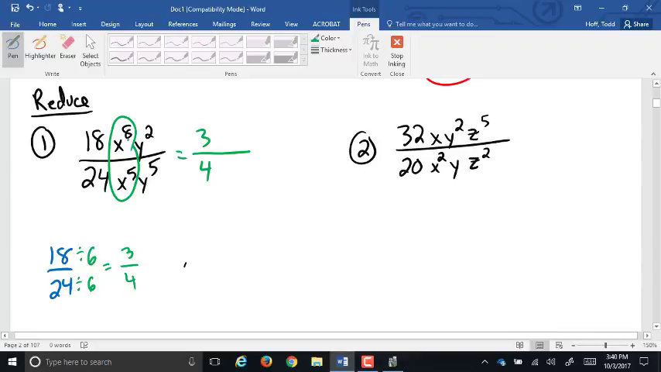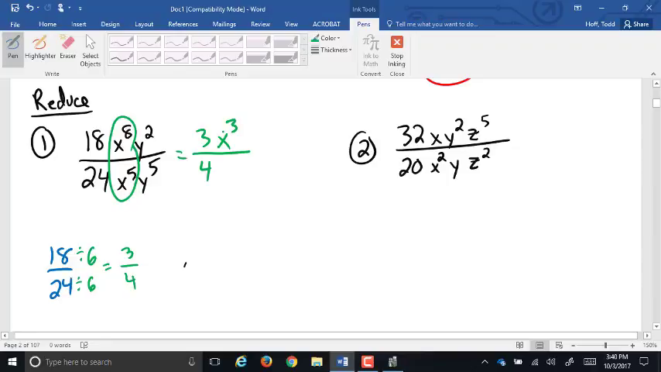Numerator, because we have x to the 8th and x to the 5th. 8 is bigger than 5, so it's going to end up in the numerator. What power is it going to have? 3. Good. 8 minus 5 is 3, so x to the 3rd.